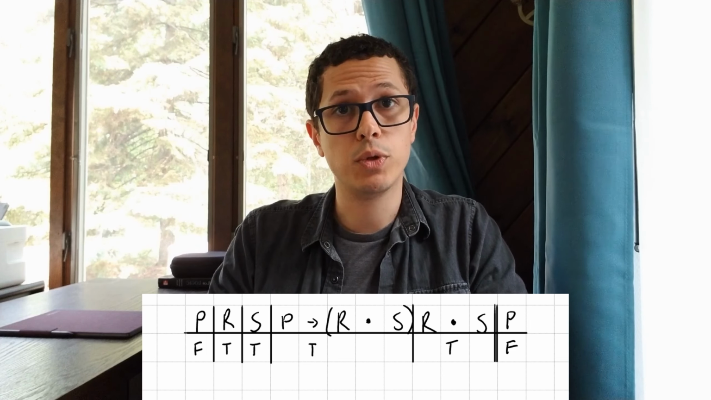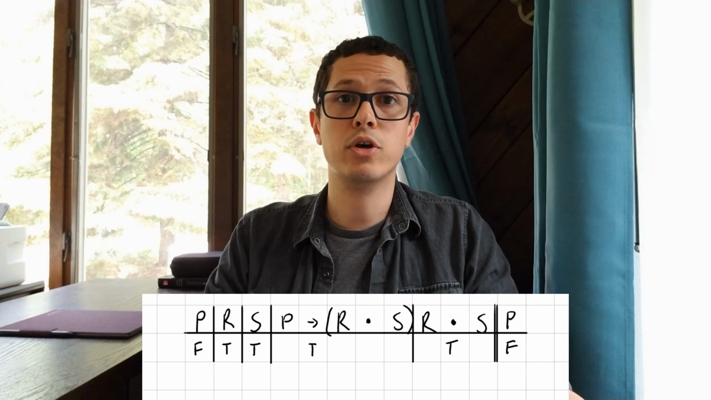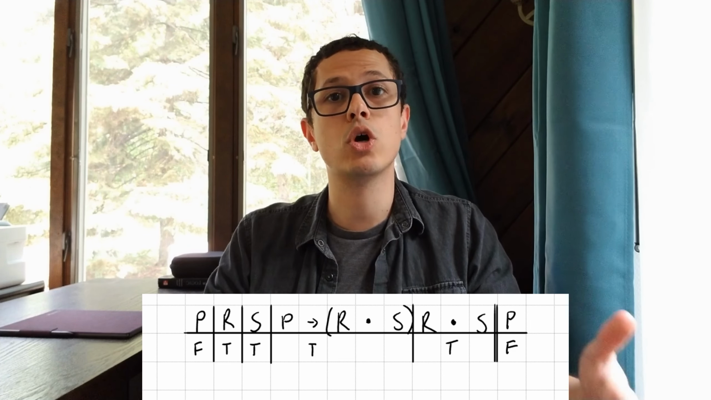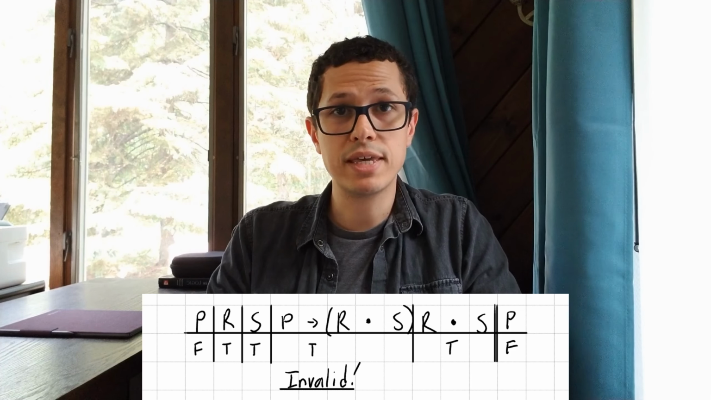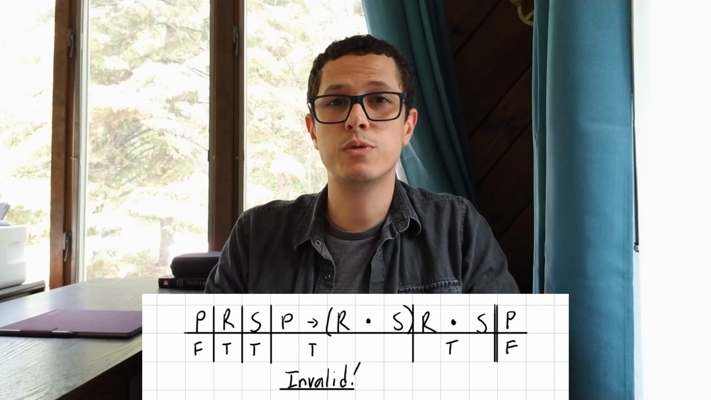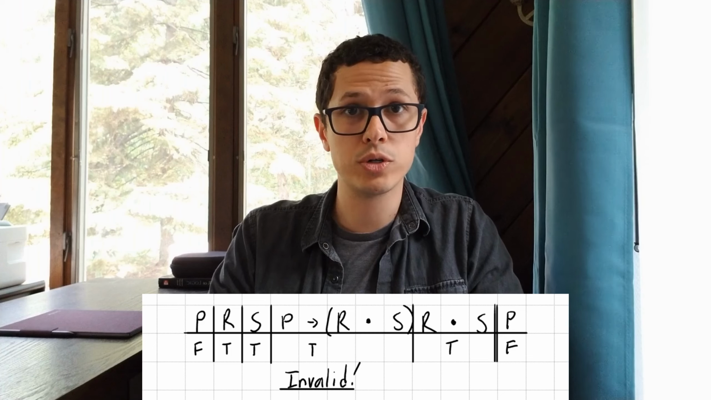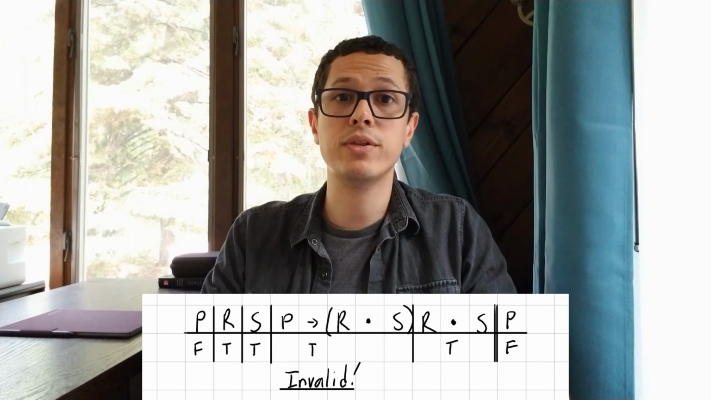We were successful in making all of the premises true and the conclusion false, and so we know that this argument is invalid. We didn't have to guess at any point. Every truth value assignment that we made was forced, and so we could be confident that we've correctly evaluated this argument. All right, let's move on.